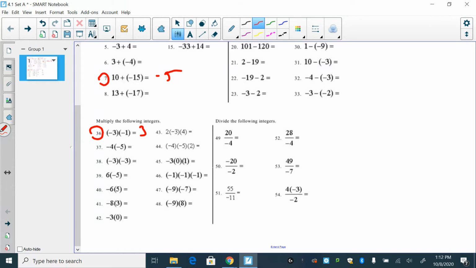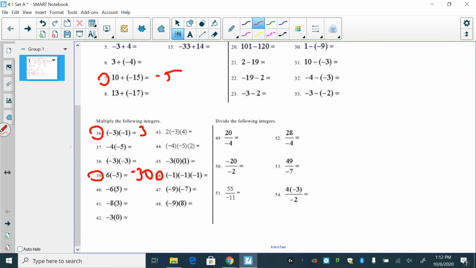Okay. But if you look at 39, you have a +6 and a -5. So you have one of each. So the answer will be negative. And then 6 times 5 is 30. So you got -30.